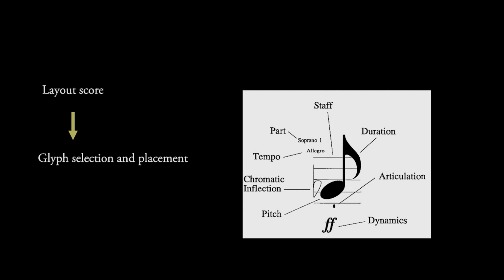From the laid out score, we choose what the glyphs that would be appropriate are and where they are going to be placed on the page. Example of some of the things that might be involved in doing that. And then once we have the laid out score, the glyph selection and placement, we move to pixel rendering, individual dots, no longer connected to any semantic meaning, but just is this XY coordinate going to be black, white, or something in between, or something else.